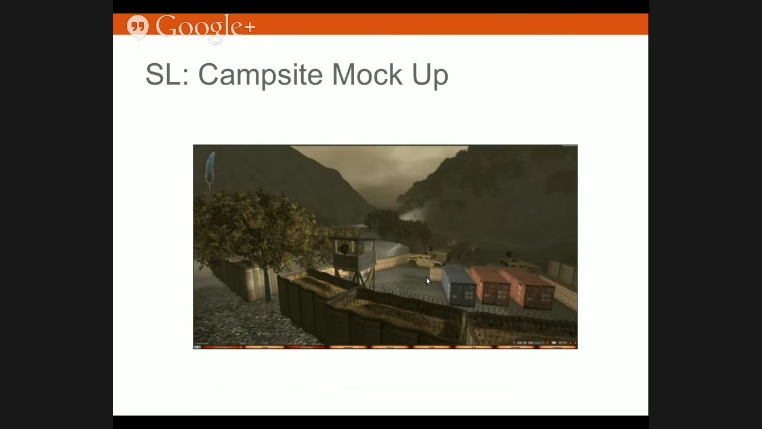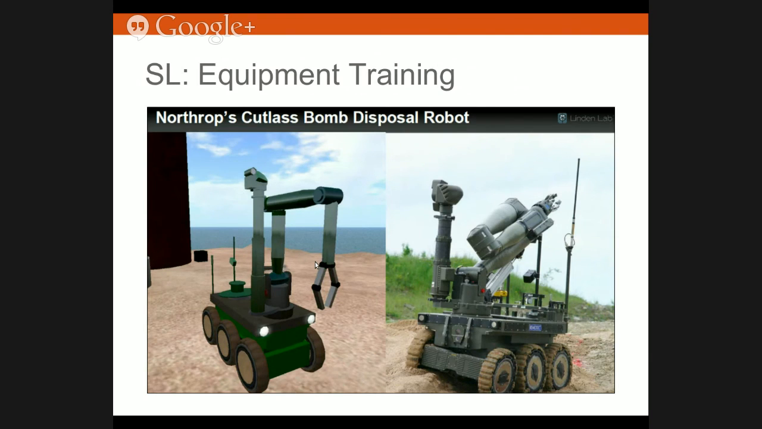Now, this is a Second Life campsite mock-up, and it's pretty interesting because you can see the detail here. This is a virtual campsite mock-up, and the level of detail is amazing, how it can reflect what the real-world version looks like. In terms of equipment training, this is just an example: Northrop Grumman's Cutlass bomb disposal robot. To the right, you see the full-fledged bomb disposal robot, and here you see the Second Life simulation of the real-world item. So at least you can say, this is how it's supposed to look, and these are the things it's supposed to do. You can do some limited prototyping and limited training on this virtual item rather than spending lots of money creating full-fledged mock-ups of the real device.